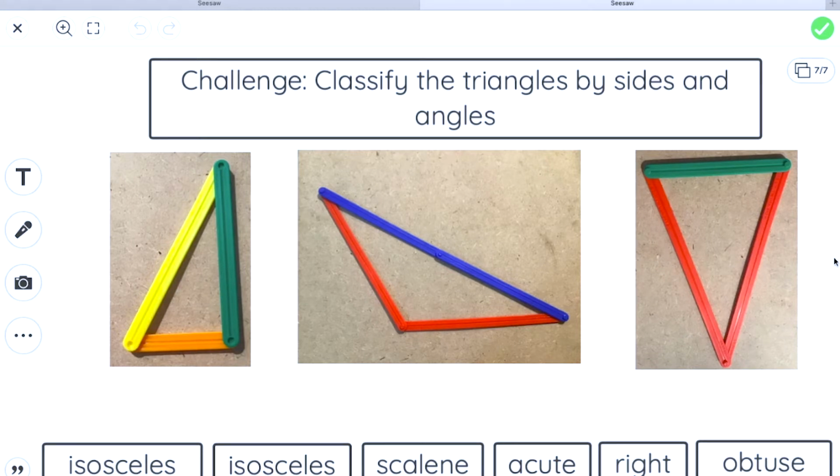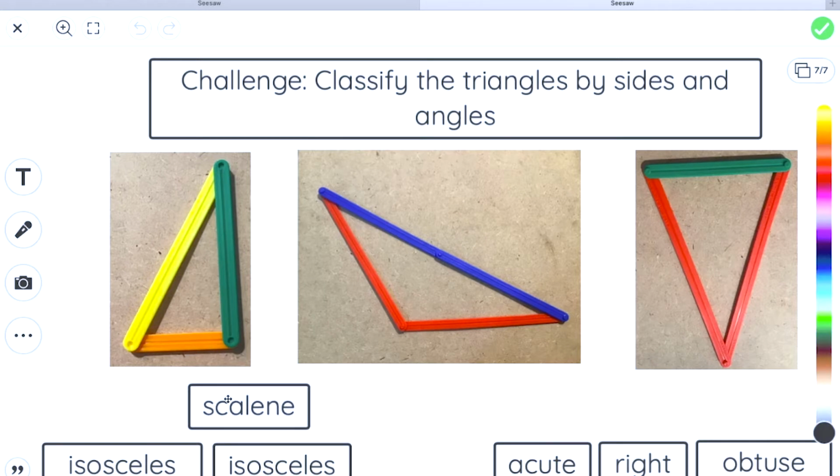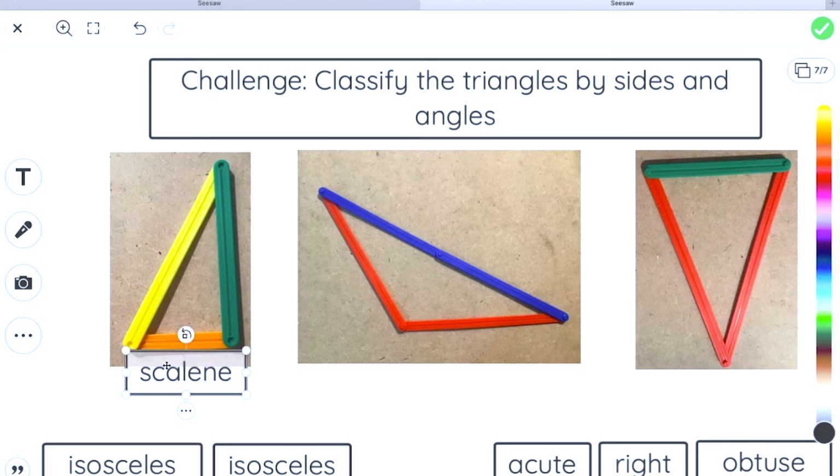The first triangle has three different side lengths. Another way we can say this is that none of the sides are congruent. This triangle is scalene. We can also see that its largest angle is 90 degrees, making it a right triangle. The other two angles are acute.